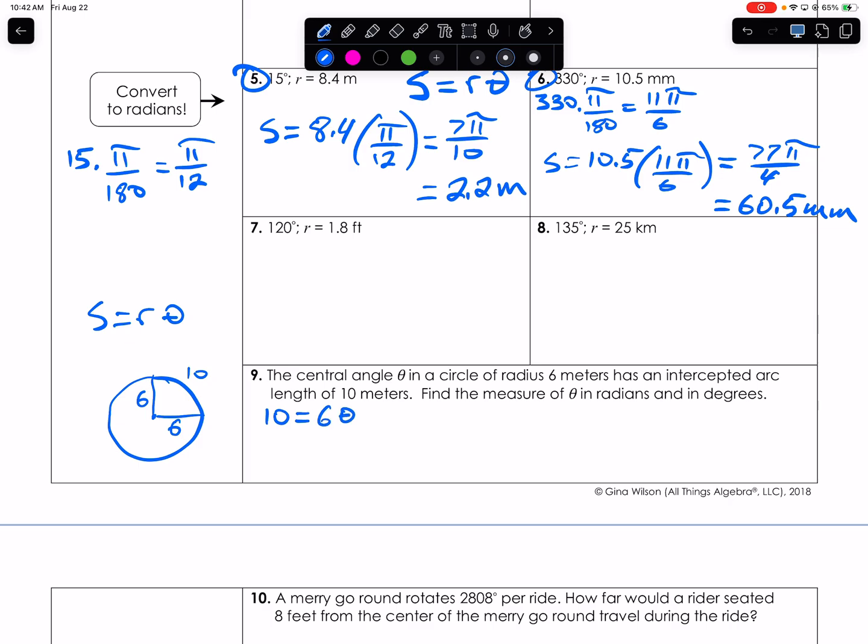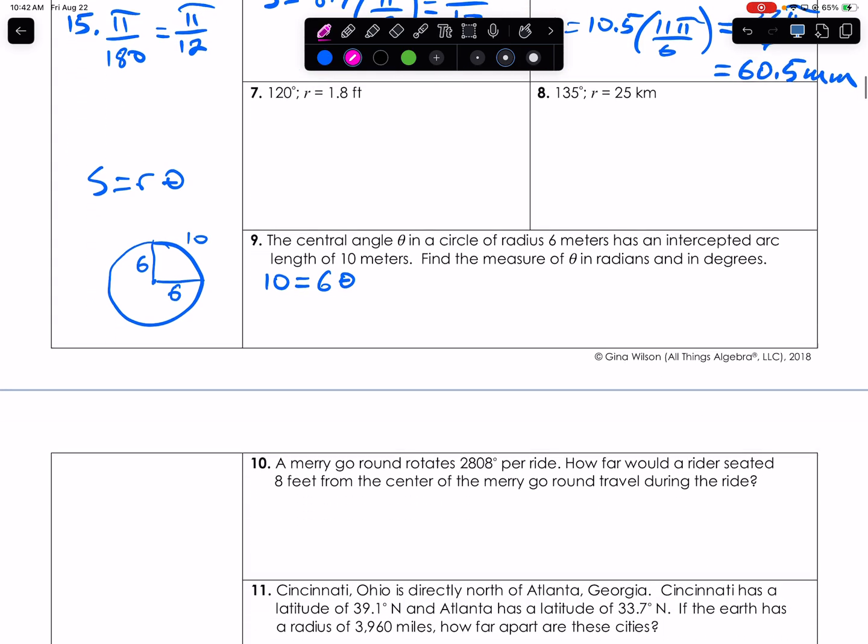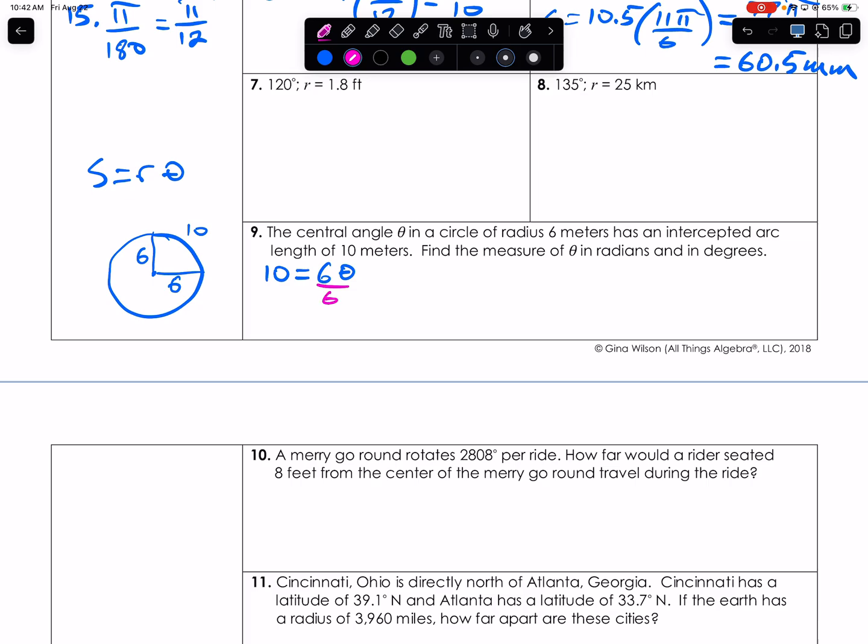So if we think about that formula, it's in radians. How would we solve for theta? Divide by 6. Don't hurt yourself thinking. It's going to be okay. And then if we do 10 divided by 6, math enter, we get 5 over 3.